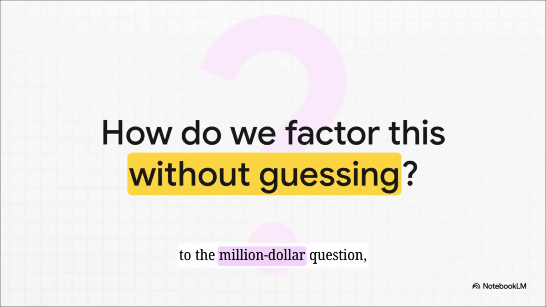Which brings us to the million-dollar question, right? How on earth do we factor this without just blindly guessing? If you try to guess and check your way through all the possible factors of 300 while balancing that leading 2, you're going to be sitting at your desk all day long. It's incredibly frustrating. We don't want to rely on luck here. We need a foolproof detective-style method.